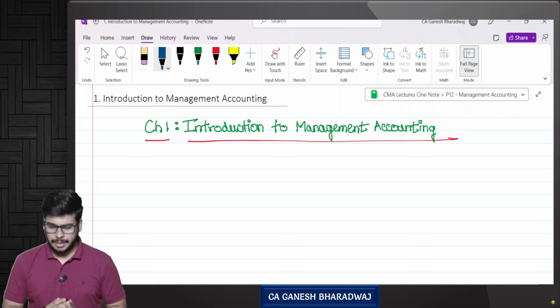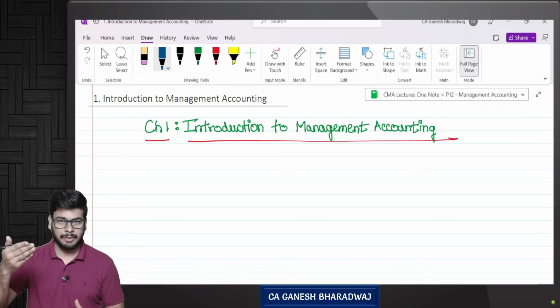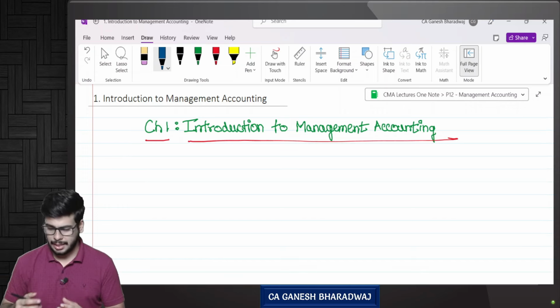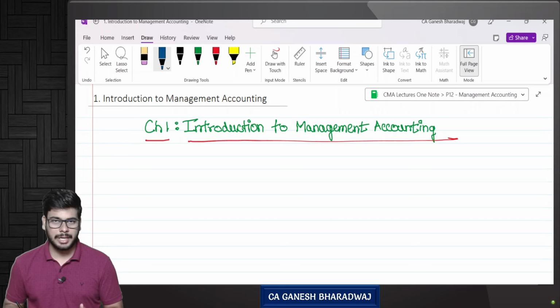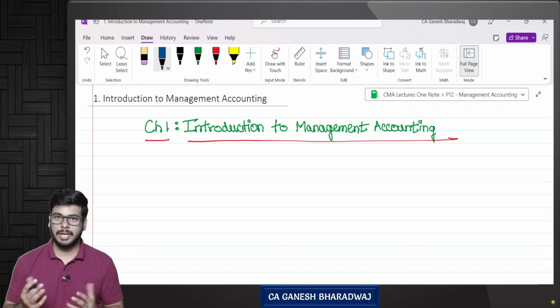Now, before I start, let me tell you one thing very clearly. Whatever I'm going to write here by way of annotation, and in fact, whatever I have already written in the previous lecture, all of this will be given to you by way of a PDF. So whatever I write down here need not be copied down by you, because a PDF copy, a soft copy of this will be given to you for your easy reference.